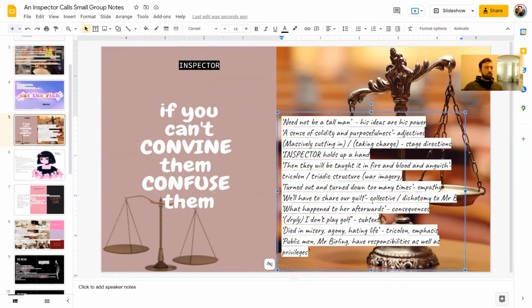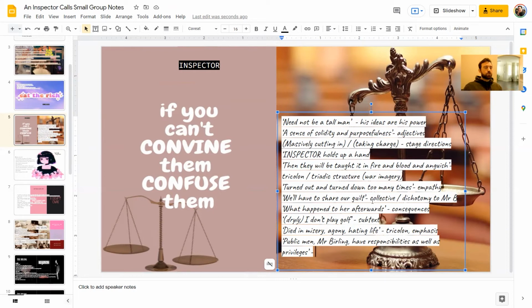Final one: public men, Mr. Burling, have responsibilities as well as privileges. I feel like I'm beating the same drum to some extent here. Obviously, again, this represents social responsibility, represents justice. It represents him trying to convert Mr.